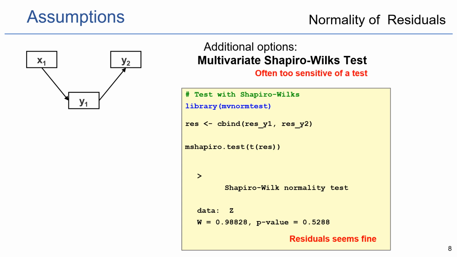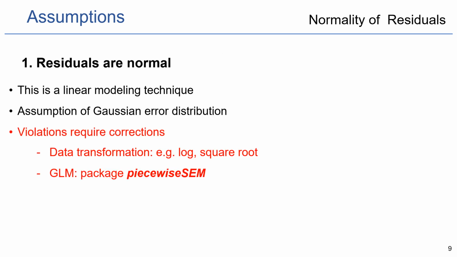Another important thing to say here is that the multivariate Shapiro-Wilk test is often too sensitive for testing of the normality of residuals. And as I have said already, the violations of these assumptions require corrections, such as using data transformation or using generalized linear models. And this can be done using package piecewiseSEM, which we also are going to learn during this course.